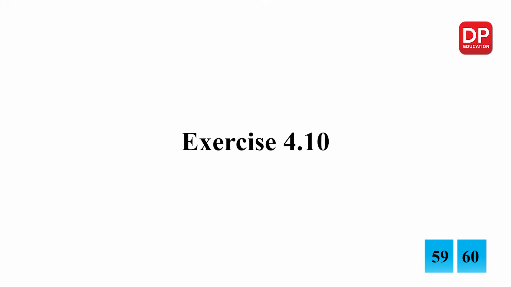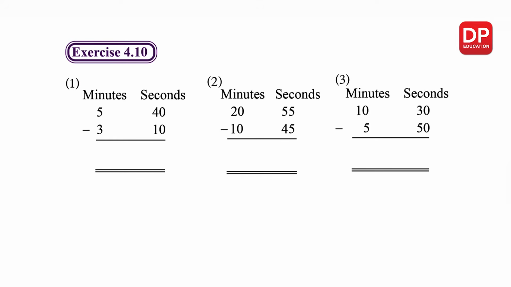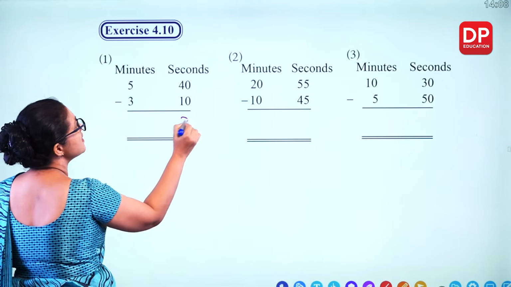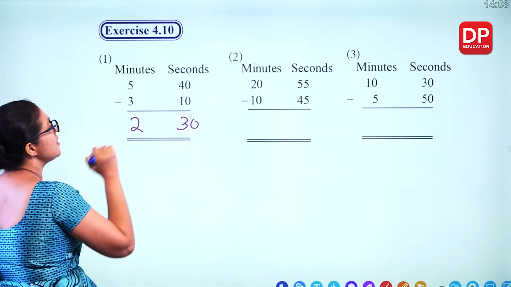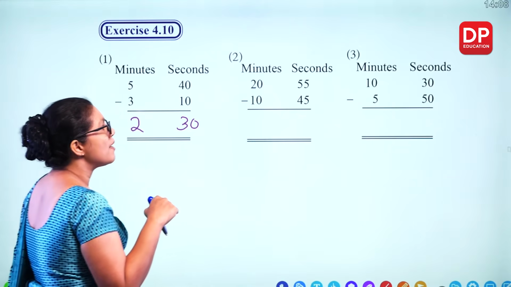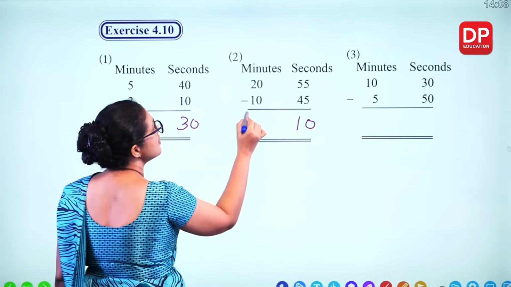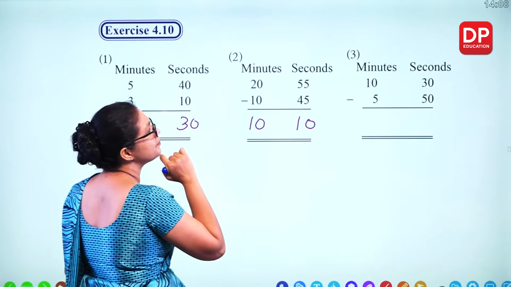Exercise 4.10. Subtraction. You can subtract 40 minus 10, 30. 5 minus 3, 2. 55 minus 45 also you can do. 10 seconds and 10 minutes.